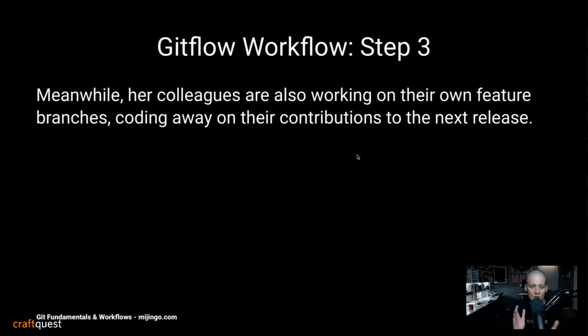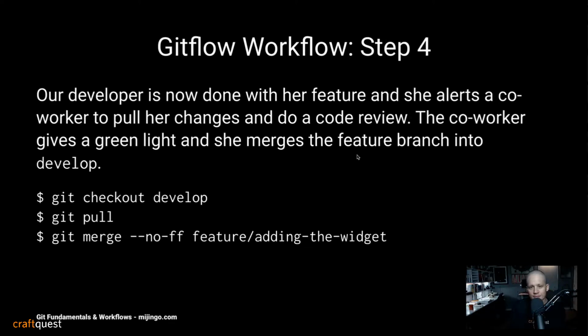So we have, remember, work going in parallel. That was the whole idea of Git itself in the beginning, was parallel work that is distributed and can go on in different parts of the world without any central repository. So step 4, our developer is now done with her feature. She alerts a coworker to pull her changes and do a code review. The coworker gives a green light. Then they merge that feature branch into develop.